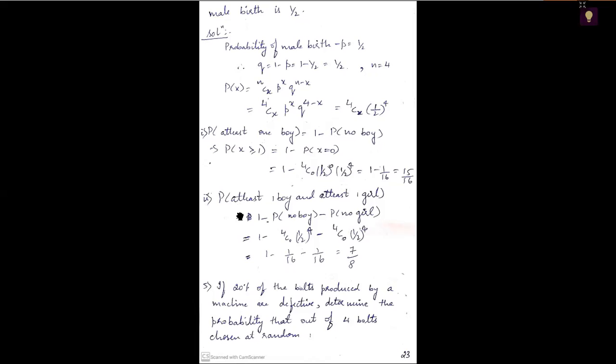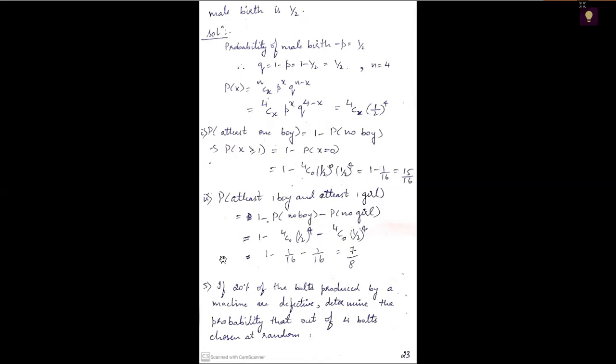So second one, probability of at least one boy and at least one girl. So when it is at least one boy and at least one girl, take the negation and write it as 1 minus probability of A dash. So negation of this will be no boy or no girl. So this will be 1 minus probability of no boy minus probability of no girl. This is equal to, substitute and you will get this answer.